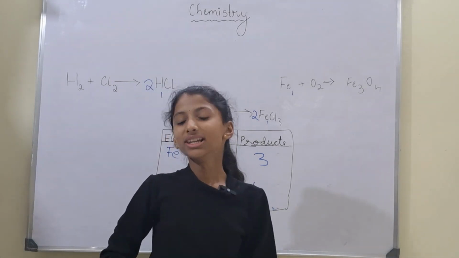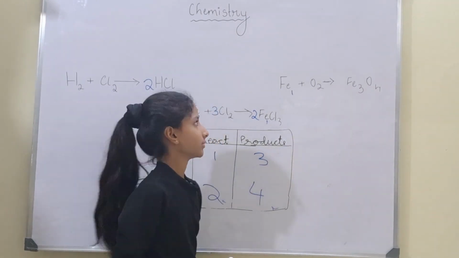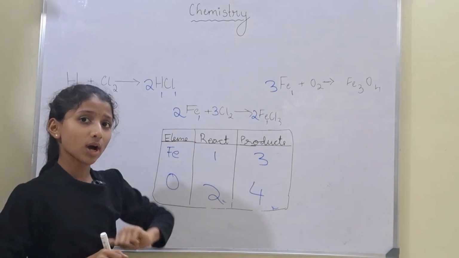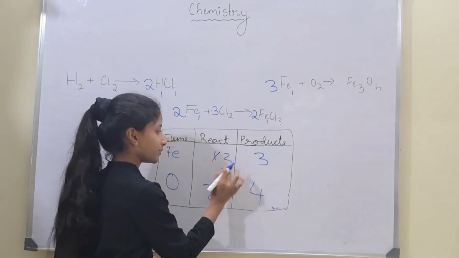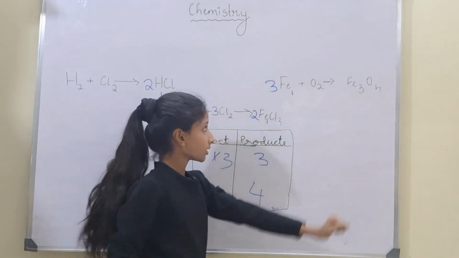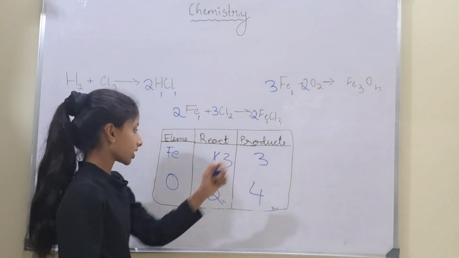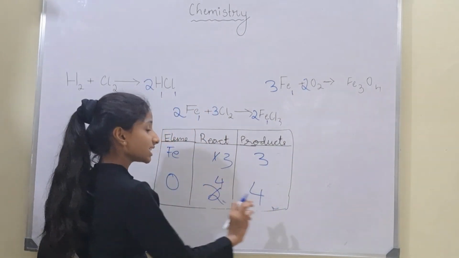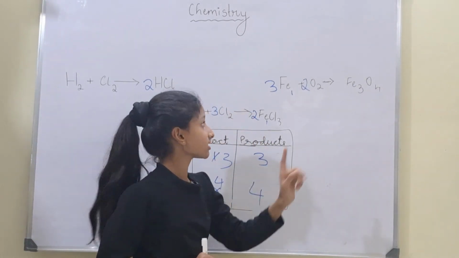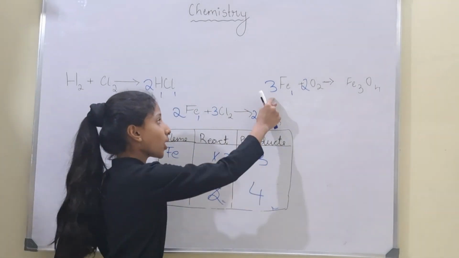No. So, let's balance it. I have to change this one into 3. I'll keep 3 over here. 3 into 1 gives us 3. Now, again, I have to change 2 to 4. So, I will put 2 in front of it. 2 into 2 gives us 4. Is it balanced? Yes. If you see clearly, I am not changing the subscript in any of these equations to balance them. I am changing the coefficient.